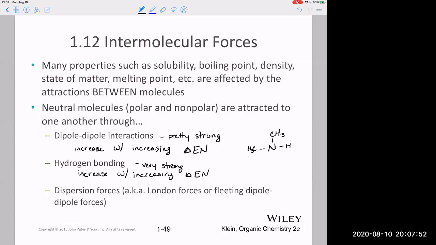And then dispersion forces, they are the weakest. And you want to think surface area. That's how you're going to compare 2 compounds and determine which one has the higher boiling point, by looking at which one has the most surface area.